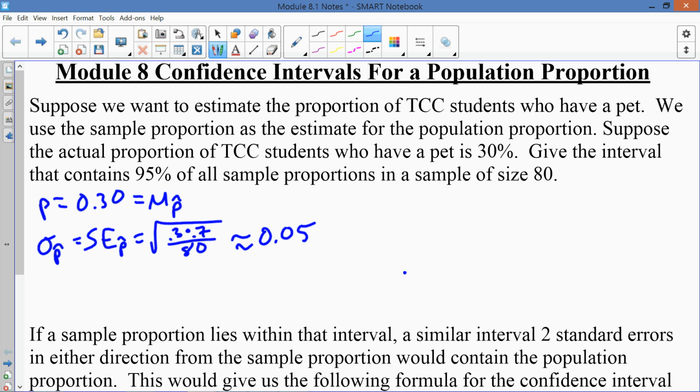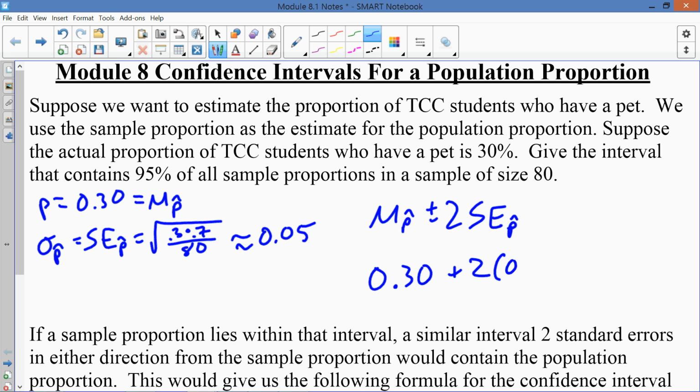All right, and then now I can say the interval that contains 95% of all sample proportions, if you remember your empirical rule, would be 2 standard deviations to either side of the mean. So that would be mu sub p hat plus or minus 2 times the standard error of p hat, which would be 0.30 plus or minus 2 times 0.05, which is 0.10. So that would be 0.20 to 0.40. So 95% of all sample proportions will fall somewhere between 20% and 40% of students in that sample having a pet.